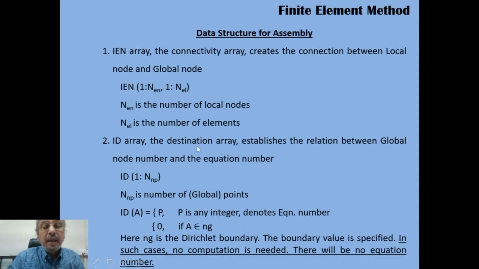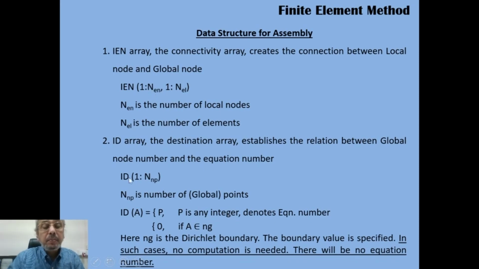Now, ID is an array that is called destination array. This establishes the relationship between global node number and the equation number. Sorry, the screen was a little disturbed. I think you are settled again. So IEN array is the relationship between the local node number and the element number.